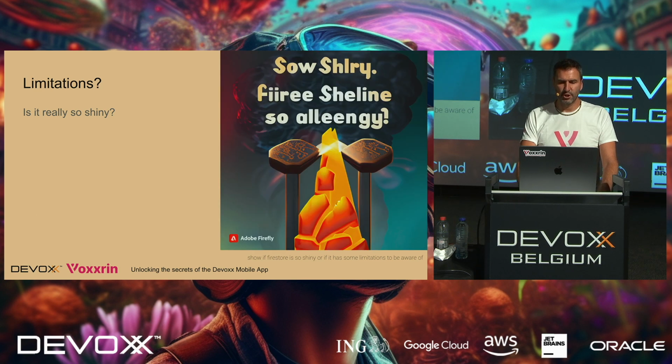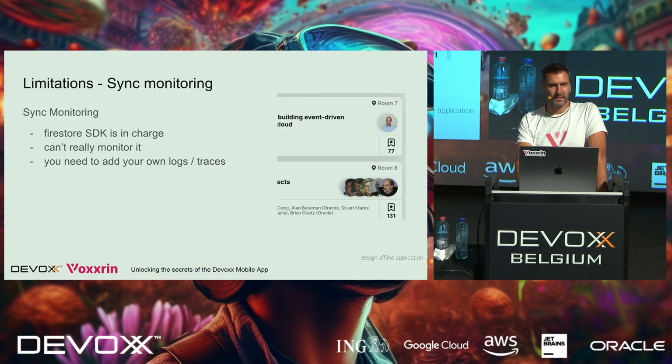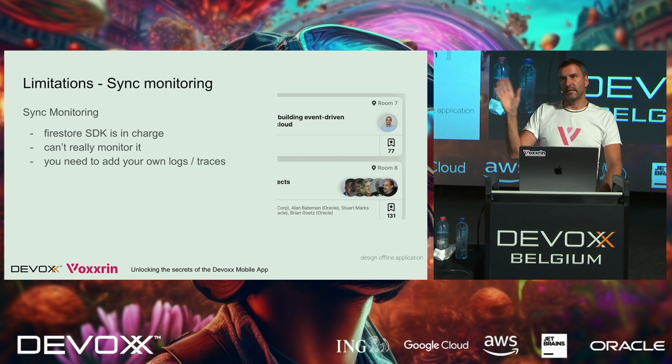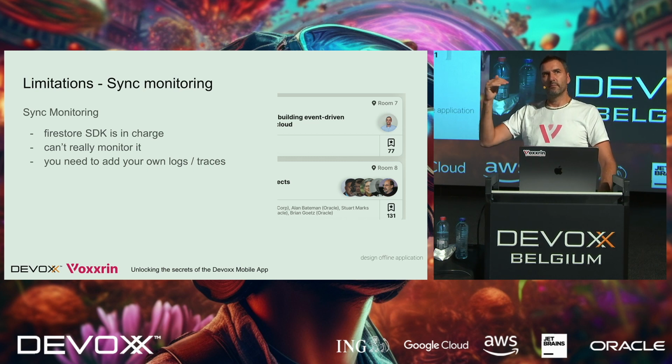Is it really so shiny? Well, there are some limitations. Because we use Firestore for all the syncing, we don't call a get or an update, put, etc. It's difficult to monitor this syncing, because Firestore is doing it for you. When it works, that's really fine. But when it doesn't work, it's really difficult to understand. And even if it works, we cannot easily say, for instance, the number of people who update something if you do not put a trigger on that to get an update and a log about that.